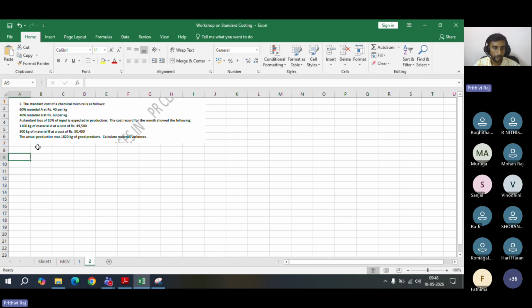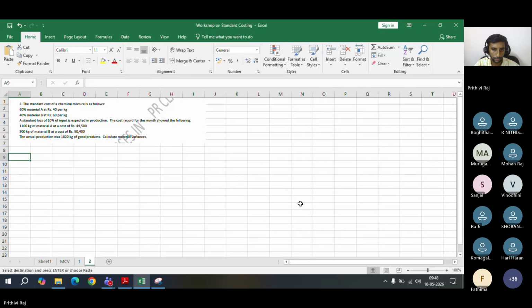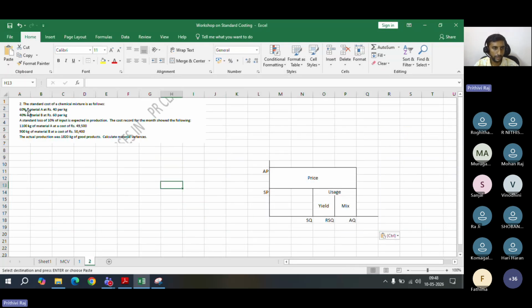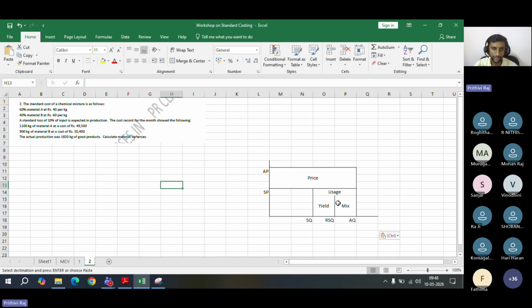Okay. For an easy understanding, I'll just put the graph also here. The first part, I'll read the question. The standard cost of a chemical mixture is as follows. So you have two materials, A and B. So if it is two materials, which graph do you have to follow? Second graph. There is a possibility of mix variance.